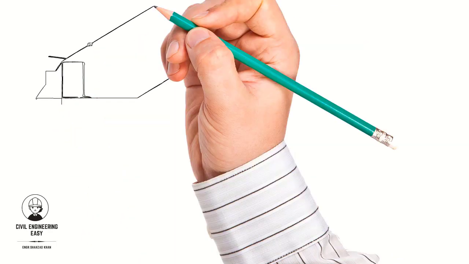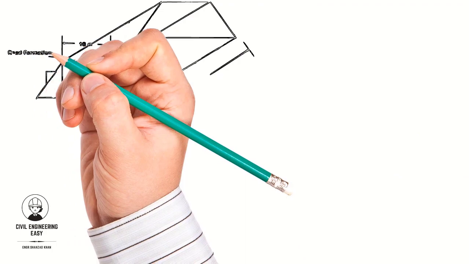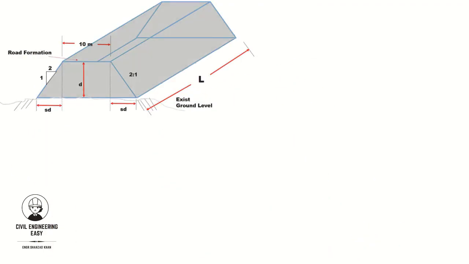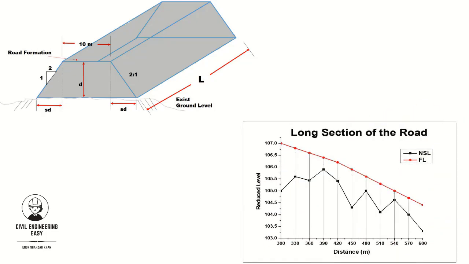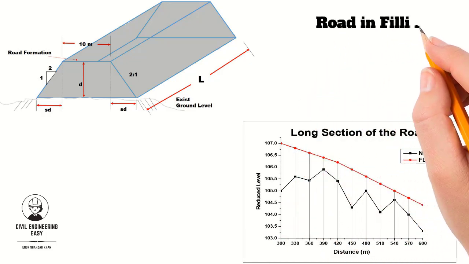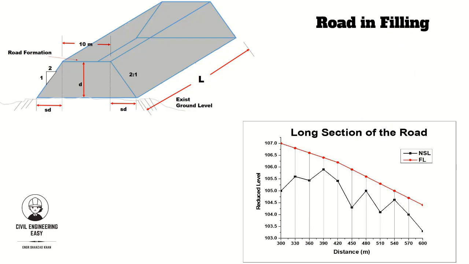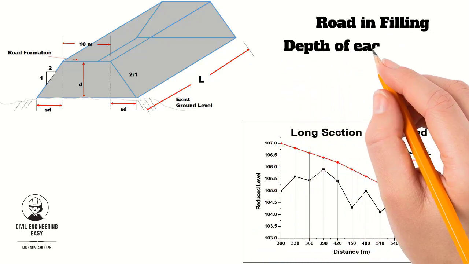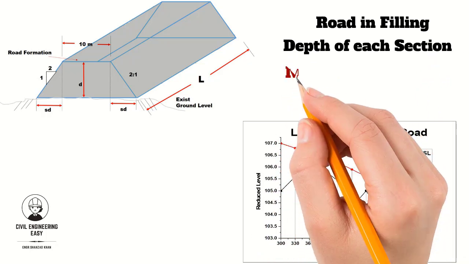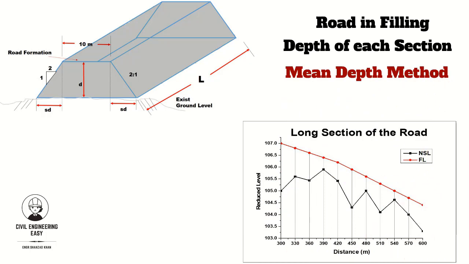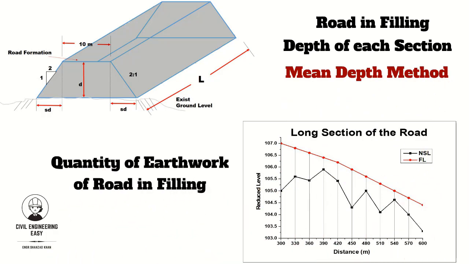In today's lecture, we will carry forward our discussion to find the section depth at each change, and we will find the quantity of earthwork by using the mean depth method. Observe the road profile. The formation line of the road is all above the natural surface level, that is road infilling. It means that we need to find the extra soil to fill the road at each change. We need to know the depth of each section, which will help us in road filling. Once we find the depth of each section by the mean depth method, we will find the quantity of earthwork of a road infilling.